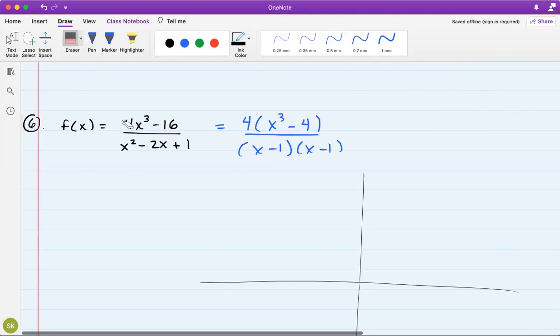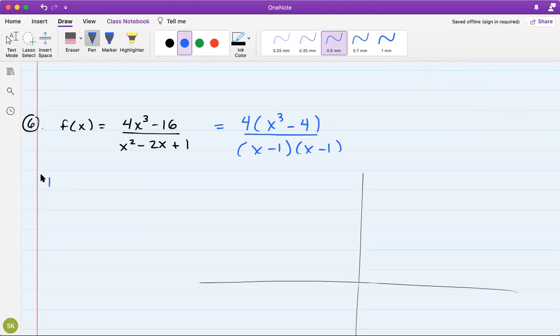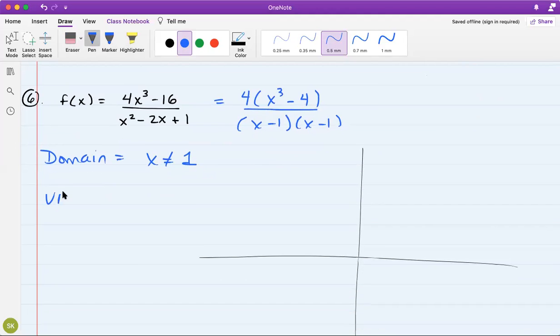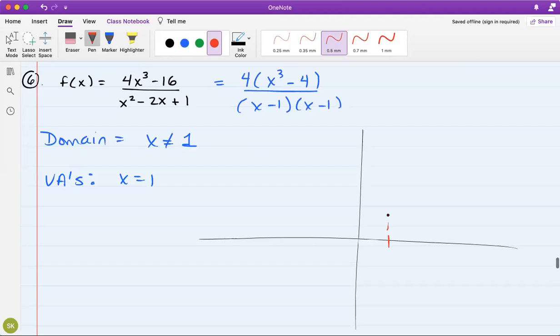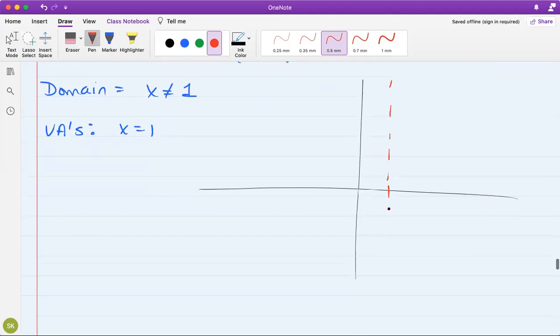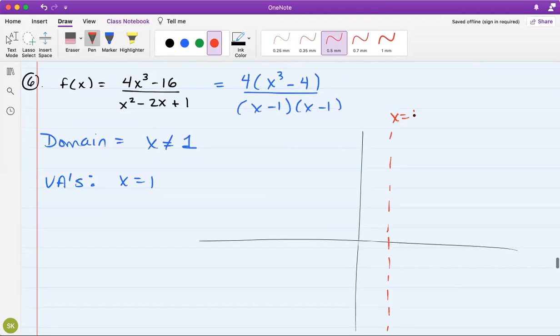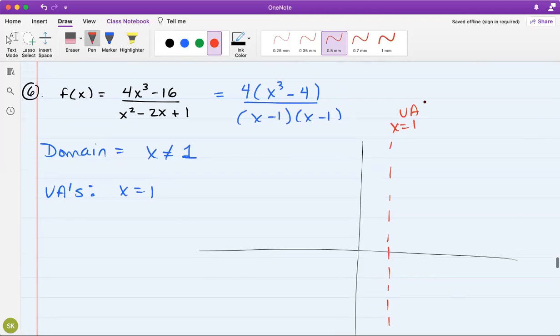Okay, so since we factored it, now we ask ourselves, what's the domain? The domain is all values of x except for 1. Because this is in lowest form, the most simplified form, and we can't factor anything else out, we're going to have a vertical asymptote at x equals 1. Let's go ahead and plot that. So here's 1. I'm going to put a vertical asymptote like that. And now, are we going to have any holes? There are no holes because we didn't reduce this.